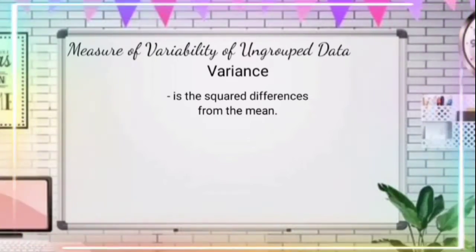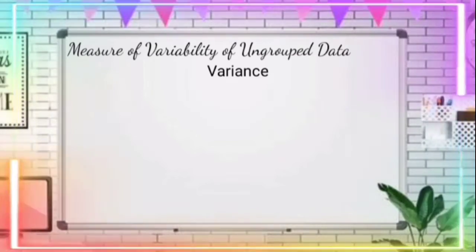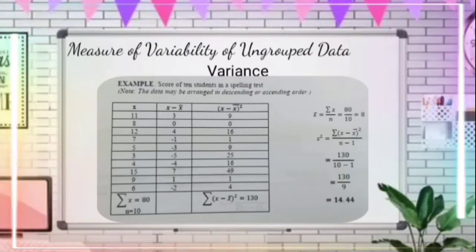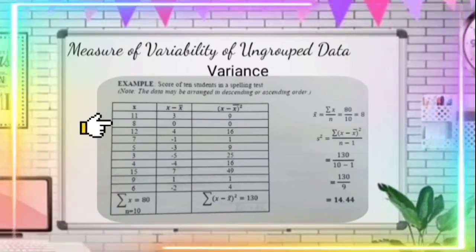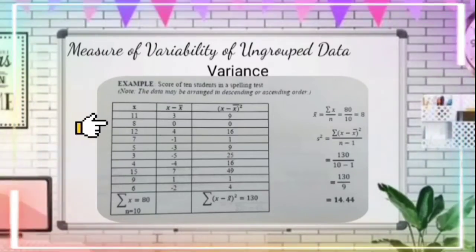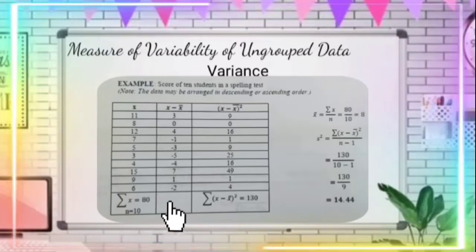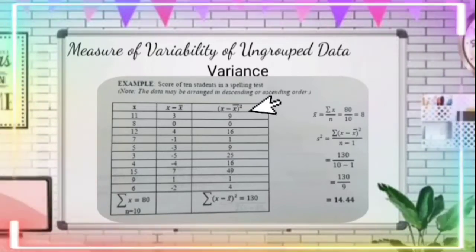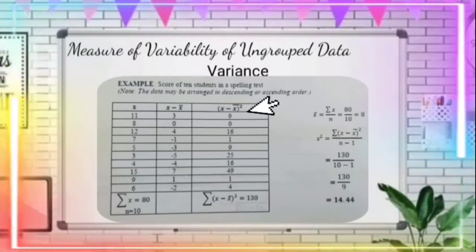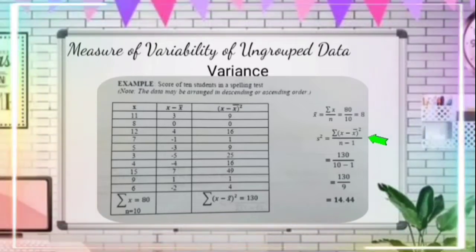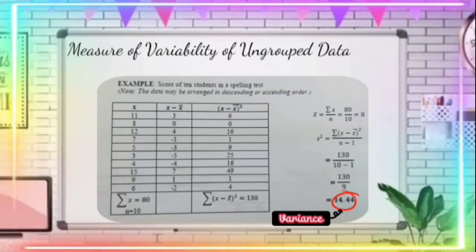Now let's proceed to the third measure of variability, the variance. It is the average of the squared differences from the mean. Let's have here an example. We have the scores of 10 students in a spelling test written in the first column, and in the second column is the difference between each score and the mean, and in the third column is the square of the difference. Now, by using the formula, we get the variance of 14.44.